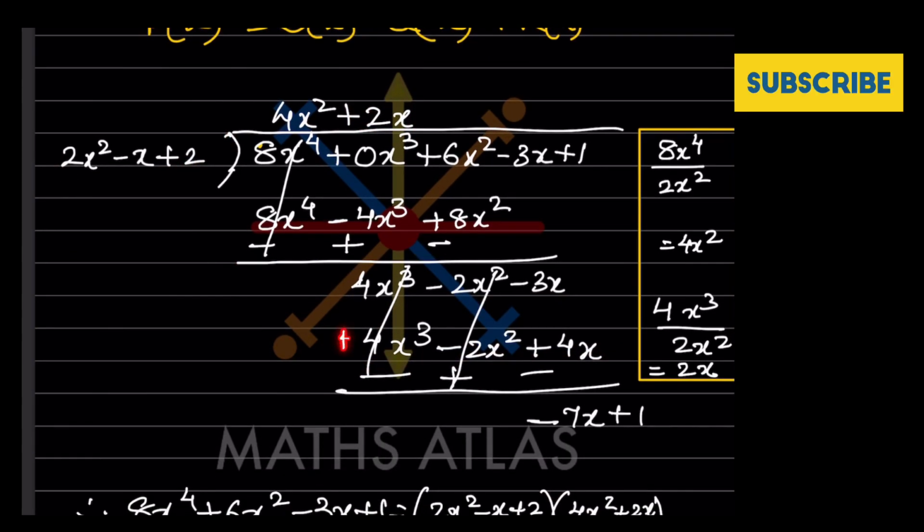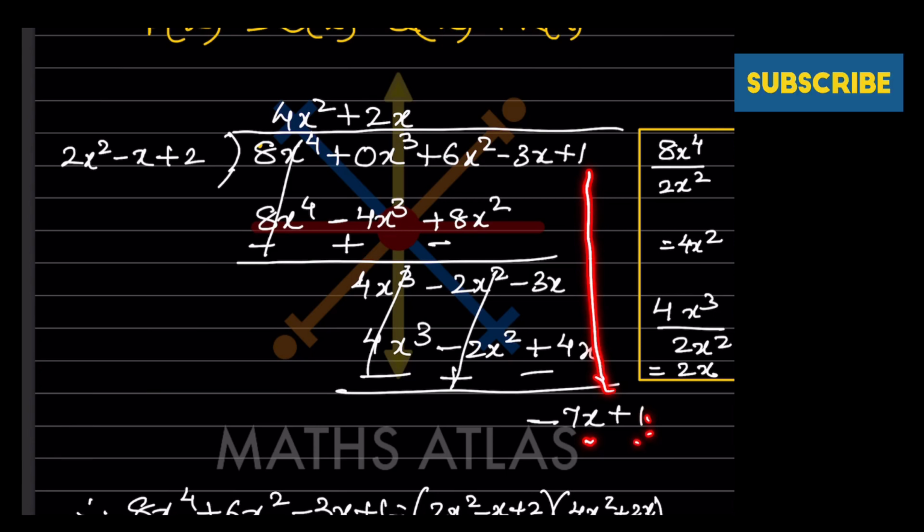So now here plus, so here we are going to write minus. Minus is here, so plus. Plus is there, so minus. So this gets cancelled. So again this also gets cancelled. Plus and minus 2, this also gets cancelled. So minus 3, minus 4 is going to be minus 7x. And now you will bring this one down. So minus 7x plus 1.